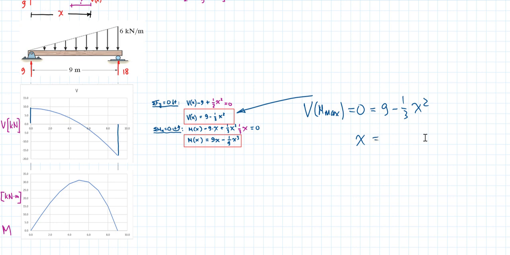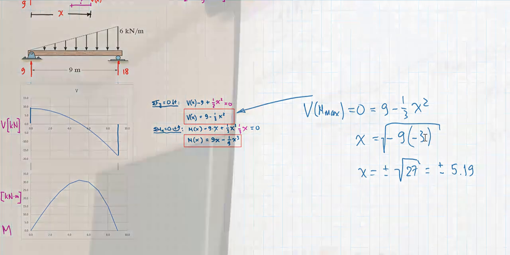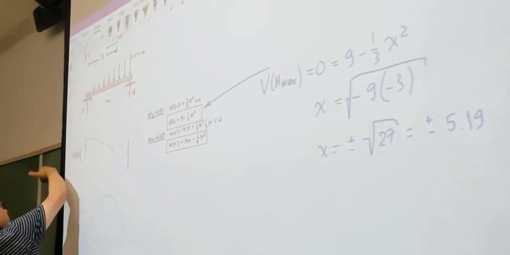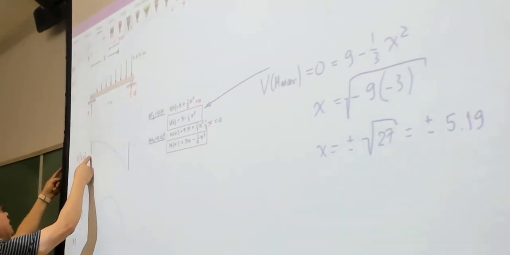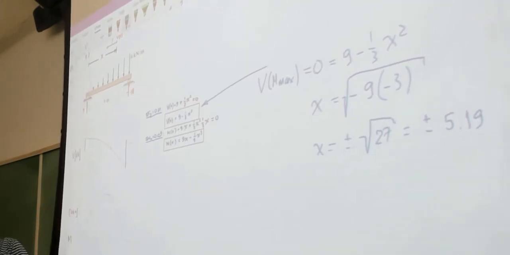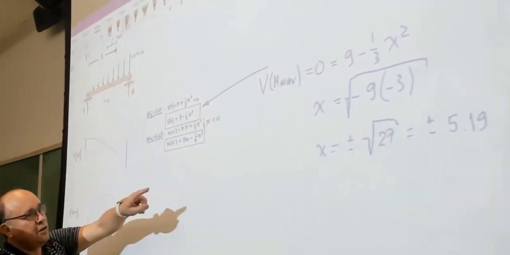x equals, this goes minus 9 to the other side, right? Times minus 3, square root. So x will be plus or minus the square root of 27, so it's equal to plus or minus 5.19. You understand that this is a parabola here that goes like this. So you have 5.19, and there is another here in minus. Those are the two roots. We are not interested in this one here. We are interested in this one here, 5.19.